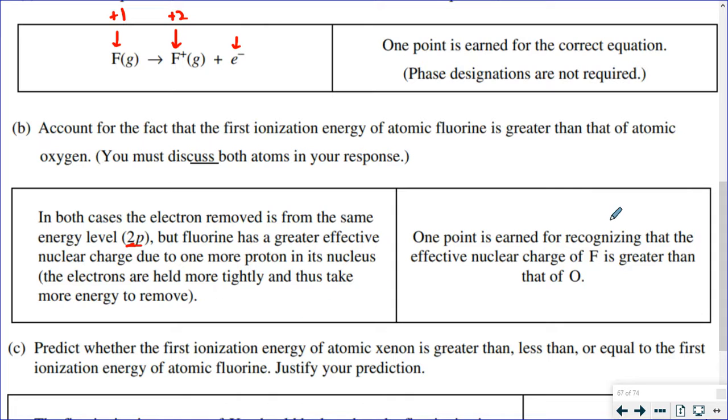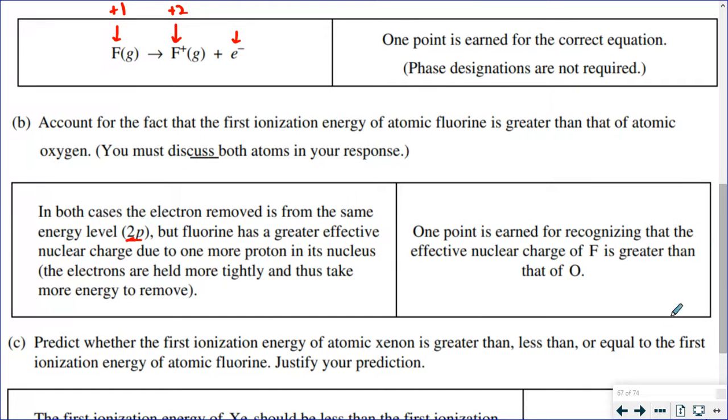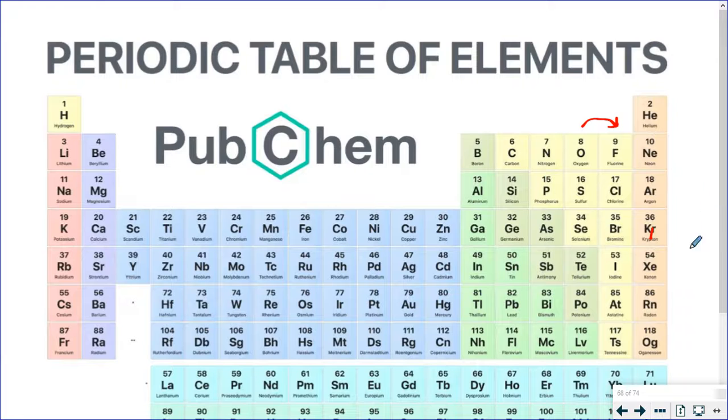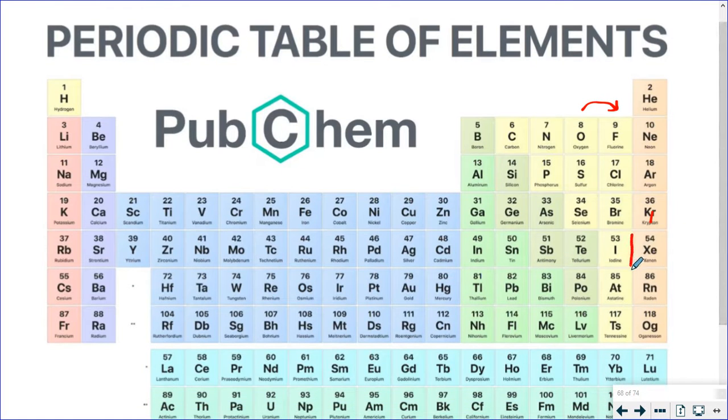Part C, predict whether the first ionization energy for xenon is greater than, less than, or equal to first ionization energy for fluorine. Let's look at our table here. Xenon is right down here. So you should be thinking two things here. To move from fluorine to xenon, the effective nuclear charge for this column goes up one more.